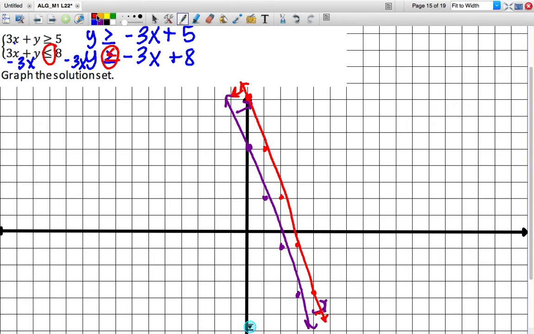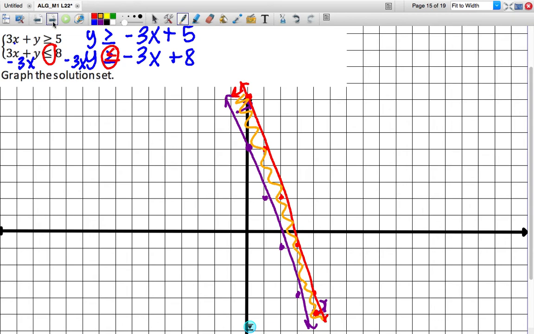So if I have to shade above the purple line and below the red line, if you'll look carefully, it's just going to be the space in between that I'm shading. Because my solution set has to fit for both of them. And it has to be greater than the top equation, so greater than the purple line, and less than the red line. So it's this shaded spot in between. So the solution to a system of inequalities is where the shaded regions intersect.